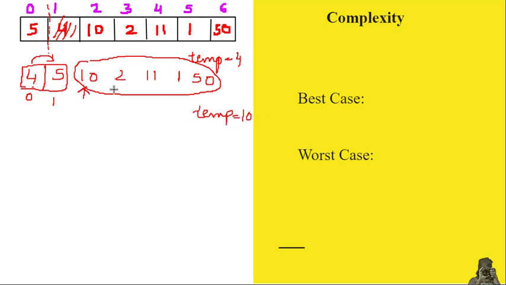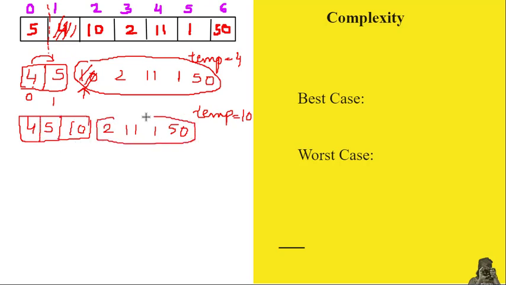Temp will now store the value 10, so this value can be overridden if there is a requirement, but we can see that 10 is greater than 5, so no swapping will be done, so this will remain as it is. But the size of the sorted array has been increased to 3. So now these values are sorted among themselves. So we are left with this unsorted part.